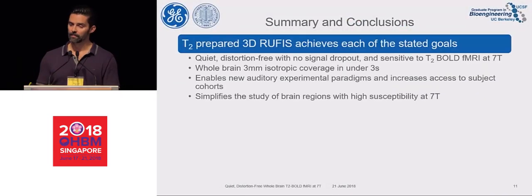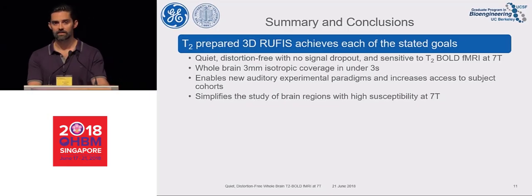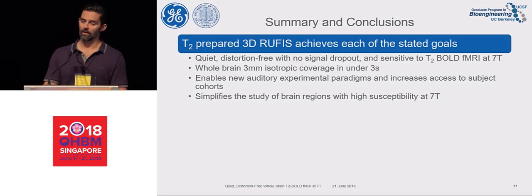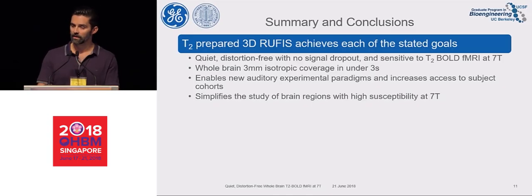So in closing, the sequence does achieve each of the stated goals. It is very quiet, it's distortion-free with no signal dropout, and is sensitive to T2-BOLD contrast, as evidenced by our experimental results. We're able to achieve whole brain 3 millimeter isotropic coverage in about 3 seconds. And this should enable new auditory experimental paradigms and increase access to subject cohorts, such as people with anxiety or autism who cannot be scanned by a loud EPI acquisition. And it should also simplify the study of different regions of the brain with high B0 inhomogeneity at 7 Tesla.